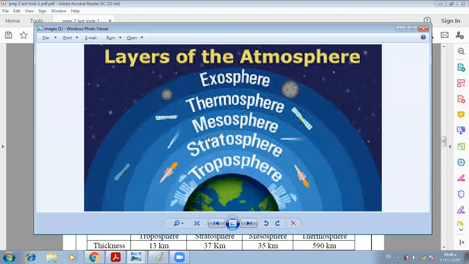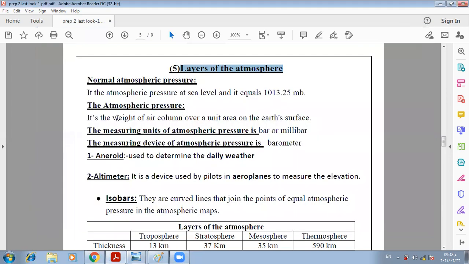طيب in this lesson هنتكلم إن شاء الله على 4 layers دول: tropo, strato, meso, and thermo. Firstly, قبل ما نتكلم في كل الديتيلز دي, we have to know firstly what is the atmospheric pressure. Atmospheric pressure, it is the weight of air column over unit area, 1 meter power 2 on the Earth's surface.